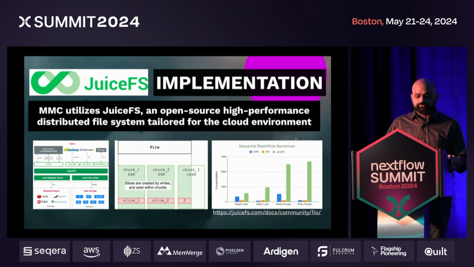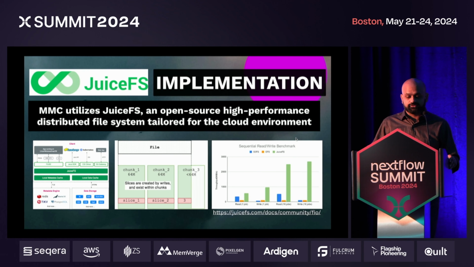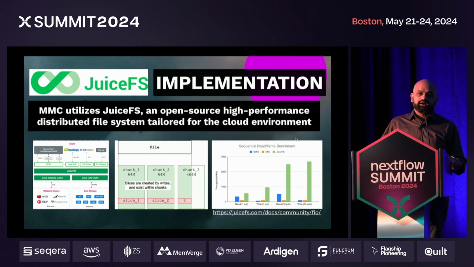Now, coming to JuiceFS, Memory Machine Cloud utilizes JuiceFS, an open source high performance distributed file system tailored particularly for the cloud environment. What makes JuiceFS unique is its architecture, where it basically divides large files into more manageable fixed chunks. And by essentially chunking the data, JuiceFS is able to allow for parallel processing, which significantly enhances the read and write speeds onto the cloud.